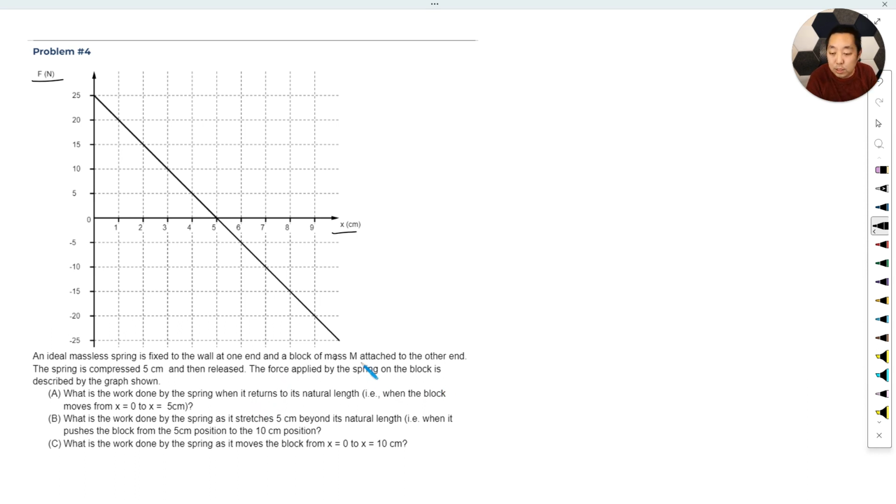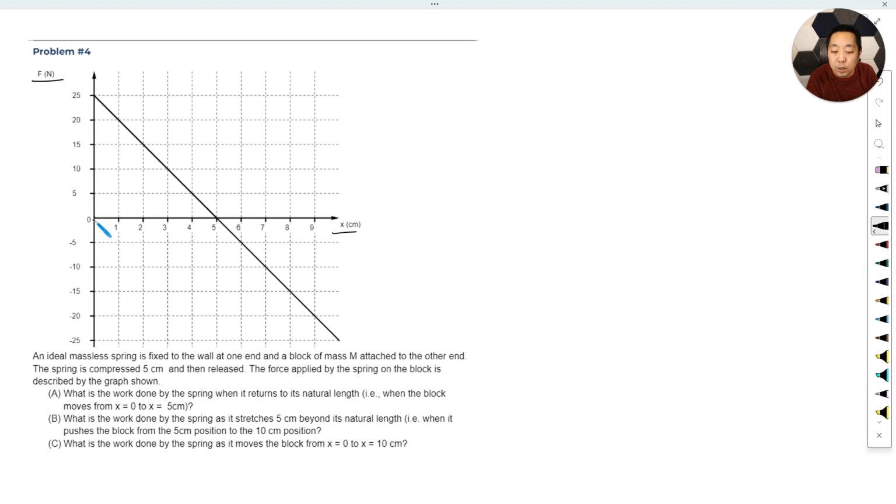Okay, so the force applied by the spring is described by the graph below. What is the work done by the spring when it returns to its natural length, i.e. when the block moves from 0 to 5 centimeters? All right, so we want to think about what the work done by the spring is here.